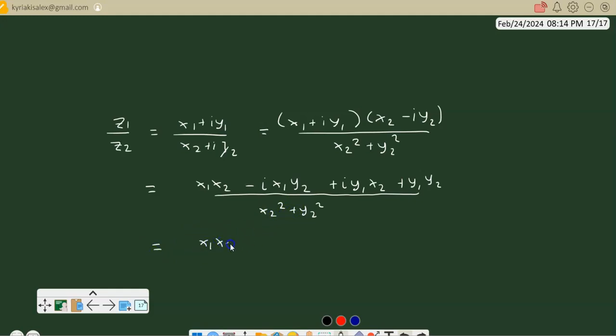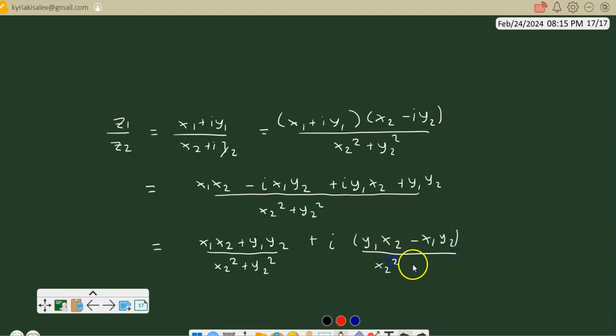So it's x1 x2 plus y1 y2 divided by x2 squared plus y2 squared plus i, y1 x2 minus x1 y2 divided by x2 squared plus y2 squared. So I have the real part of z1 divided by z2 plus i times the imaginary part of z1 divided by z2, which means that this is also a complex number.